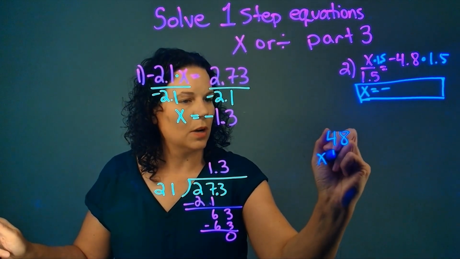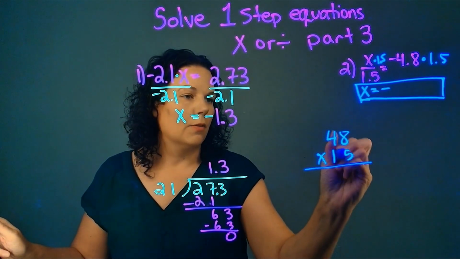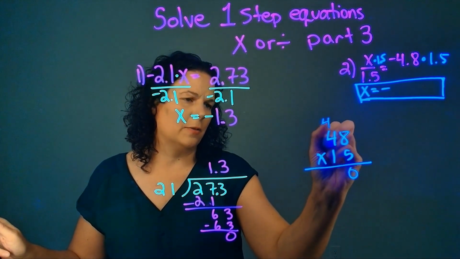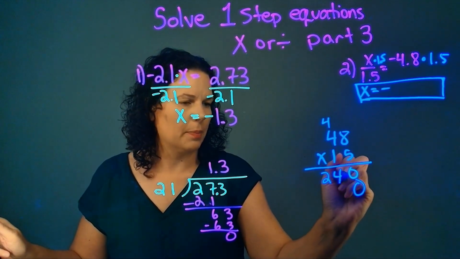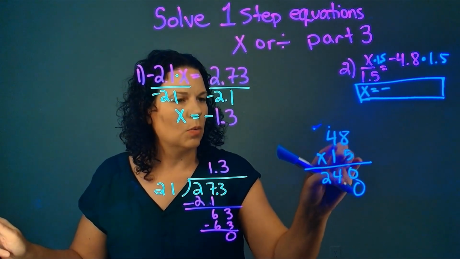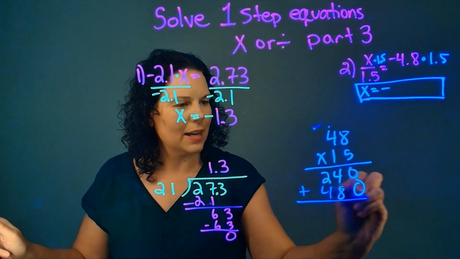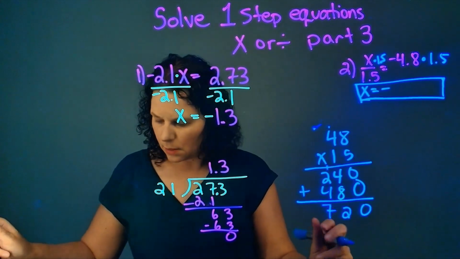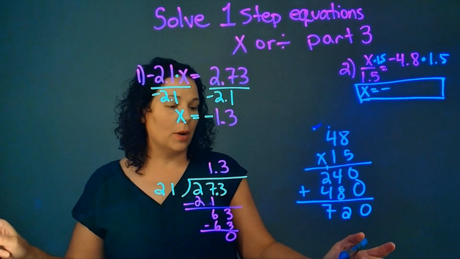48 times 1.5. Well, I'm going to ignore my decimals for right now. 5 times 8 is 40. 5 times 4 is 20 plus 4 more is 24. Put a 0 for my placeholder. I don't need that anymore. 1 times 8 is 8. 4 times 1 is 4. Add that together. 720. We know it's a negative, and then we got to figure out where our decimal goes.